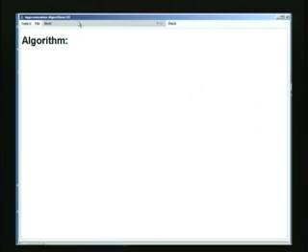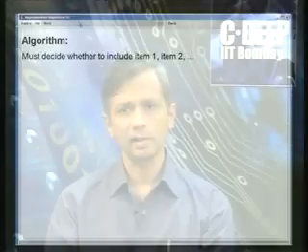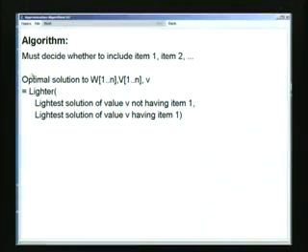So, how do we solve this problem? You will see that the logic behind designing the algorithm is actually very similar to what we did for the more natural looking algorithm. Basically, we need to decide whether to include item 1, whether to include item 2, whether to include item 3, and so on. So, we have a series of decisions to make. We want the optimal solution to the instance W 1 through n, V 1 through n, and v.